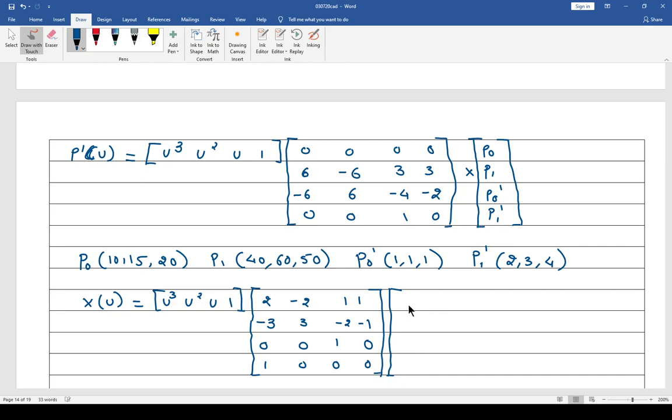Okay, so now I'll be having x0. x0 is 10. Then I'll be having x1. x1 is 40. Then I'll be having x0 dash, which is 1, and then I will be having x1 dash. x1 dash is 2. Okay, so this is what is the stuff.